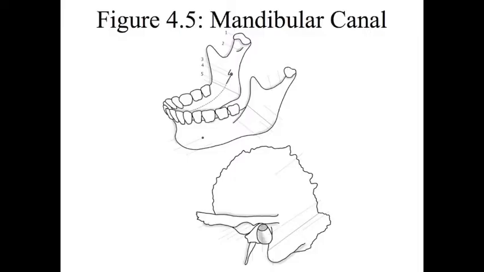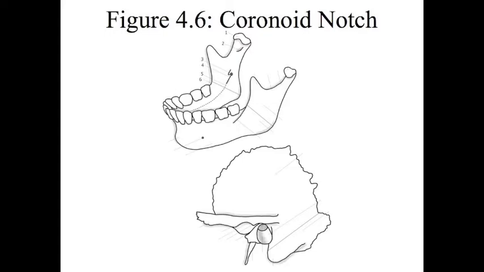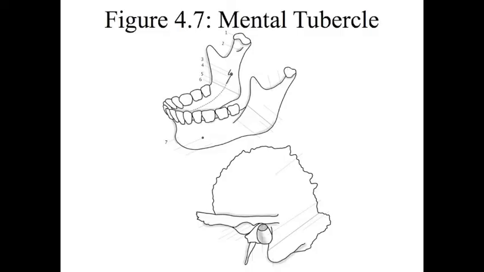Number 5 is the mandibular canal. This canal runs all the way underneath every tooth in the mandible. Number 6 is the coronoid notch. This notch is an important landmark later on for local anesthesia. Number 7 is the mental tubercle. If you haven't gotten the hint already, mental is related to your chin, and so the tubercle is the piece that comes out the farthest. I like to remember that as if you had tuberculosis, then what you're going to cover is your mental tubercle.